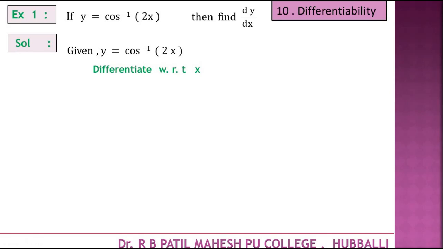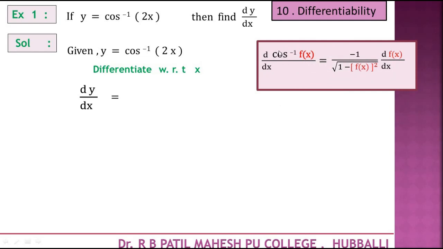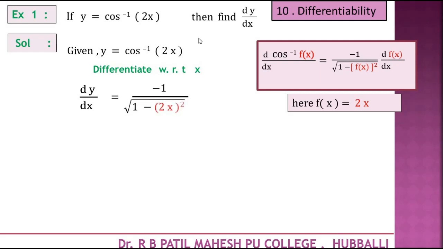Write the derivative, differentiate with respect to x. Left side y is there, therefore dy by dx is equal to, let me recall that formula. If it is composite, how it is followed: minus 1 divided by root of 1 minus square of f of x. So in this example, f of x is nothing but 2x. I follow this one and I write the derivative: minus 1 divided by root of 1 minus this entire bracket function whole square, into d by dx of 2x. So this gives the derivative of the given function.